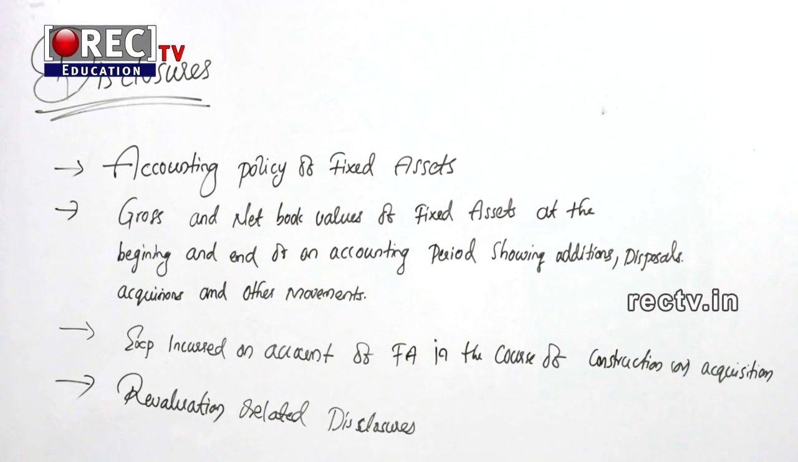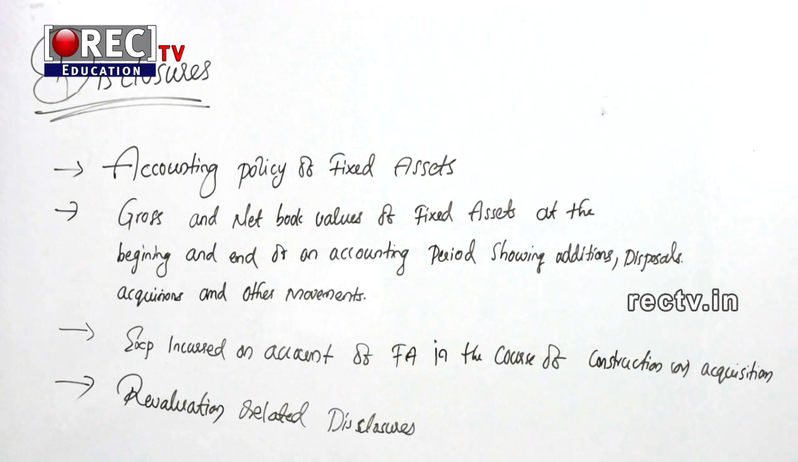Now what are the disclosures of AS 10? These are some of the disclosures: first, the accounting policy of fixed assets, and second, gross or net book values of fixed assets at the beginning and the end of the accounting period, showing additions, disposals, acquisitions or other movements. Whatever transactions happen between the beginning and the end of the year, that is any addition of fixed assets, any disposal of fixed assets, any acquisition or other movements, should be disclosed as per AS 10.